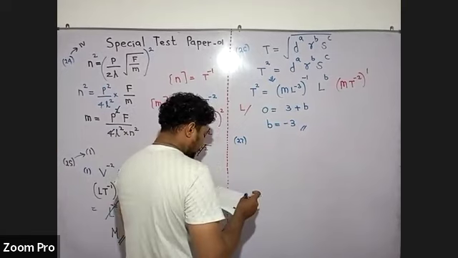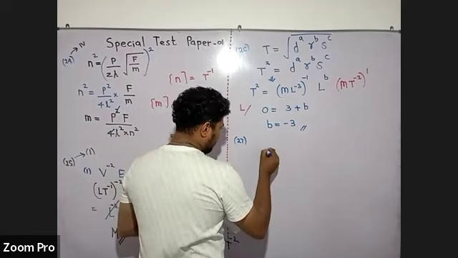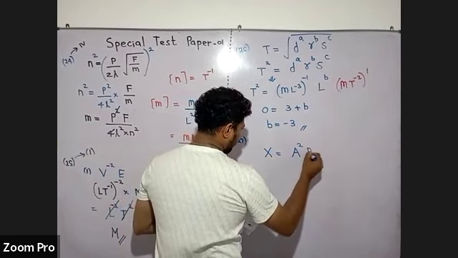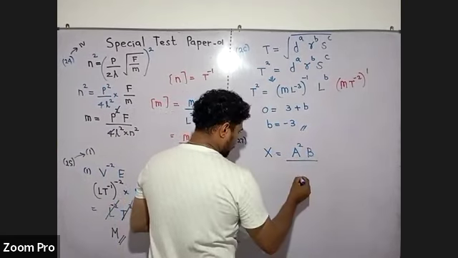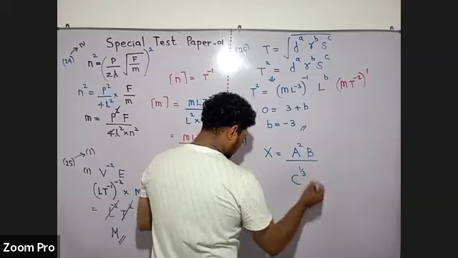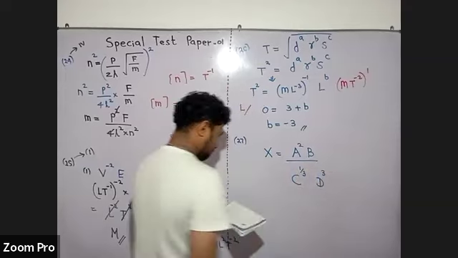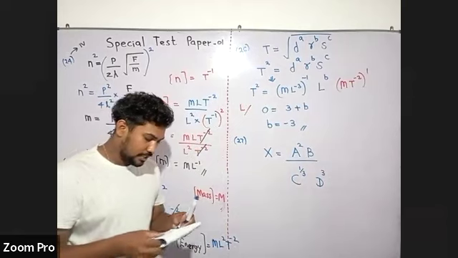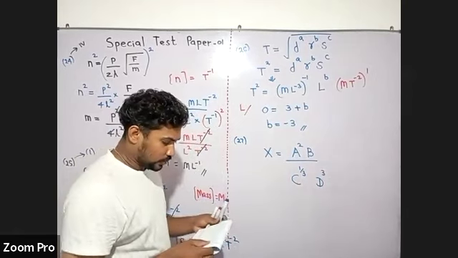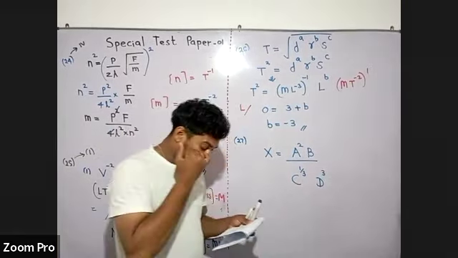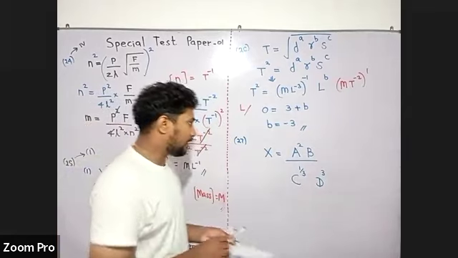In the 27th question, the measurement of a physical quantity x is given as x = a squared b over c to the power 1 over 3, into d to the power 3. The percentage errors in the measurement of the quantities A, B, C, and D are 2, 2, 4, and 5 respectively. Then the minimum percentage error in the measurement of X is contributed by, right?